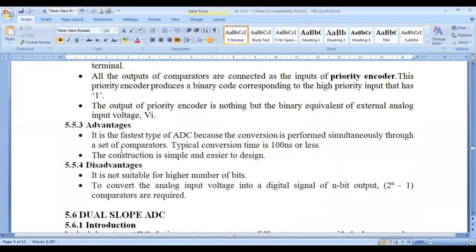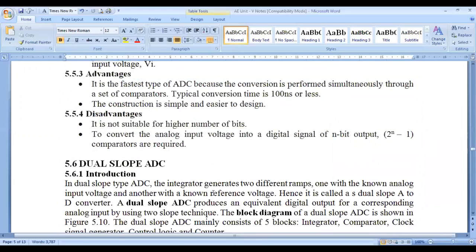What are the advantages of this method? It is the fastest type of ADC, as conversion is performed simultaneously. Conversion time is 100 nanoseconds or less. Construction is very simple and easy to design. Disadvantages: it is not suitable for a higher number of bits. More comparators are required if you increase the value of the analog input voltage.